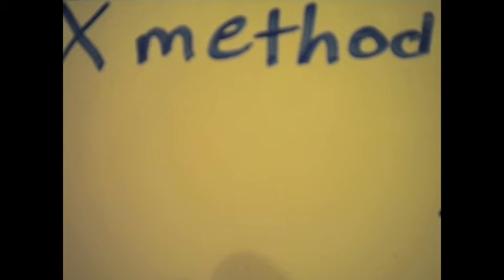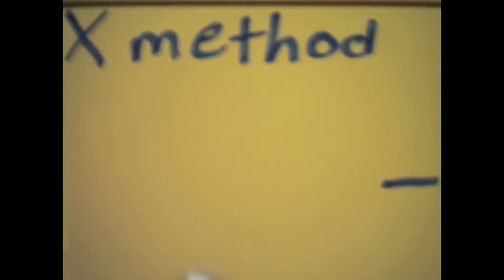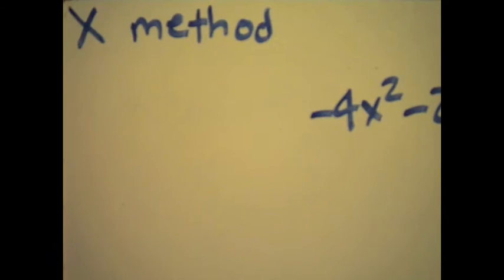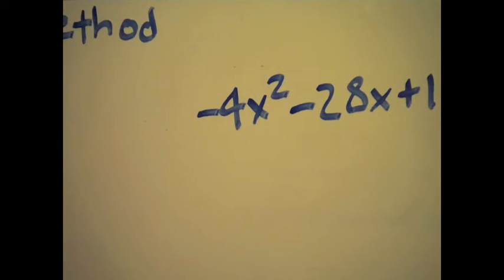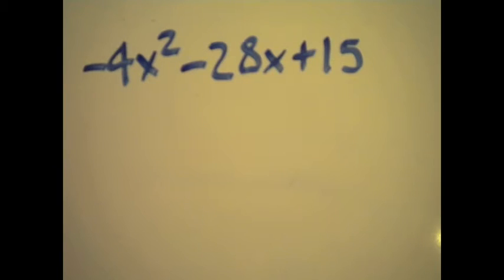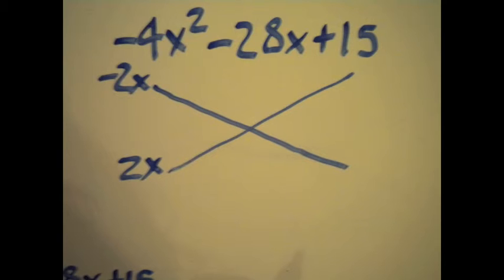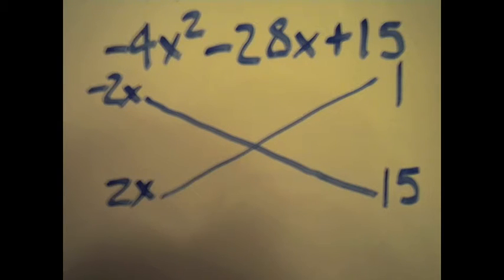Alright, you're halfway through. Just bear with me. Next, we have the X method, which thankfully is a lot simpler than the grouping method. With the X method, it only works if you have a trinomial, or a problem with 3 terms, like this one. To start with the X method, let's draw an X. Put a big X under the problem, and then, once again, we find our factors. So to get to negative 4x squared, we can multiply 2x by negative 2x. And to get to 15, we have 15 and 1.